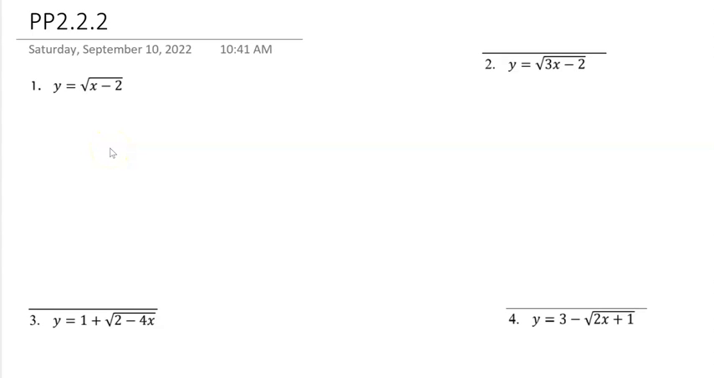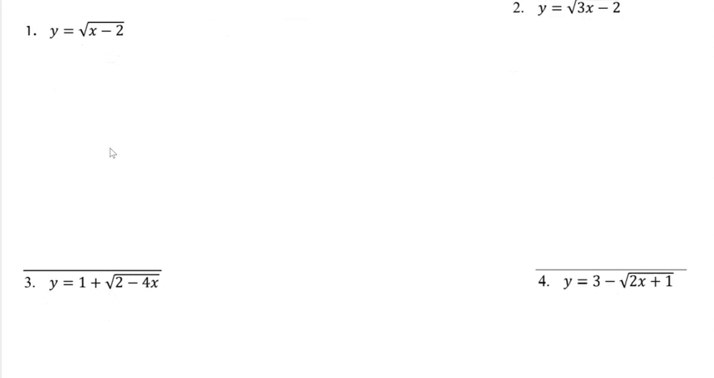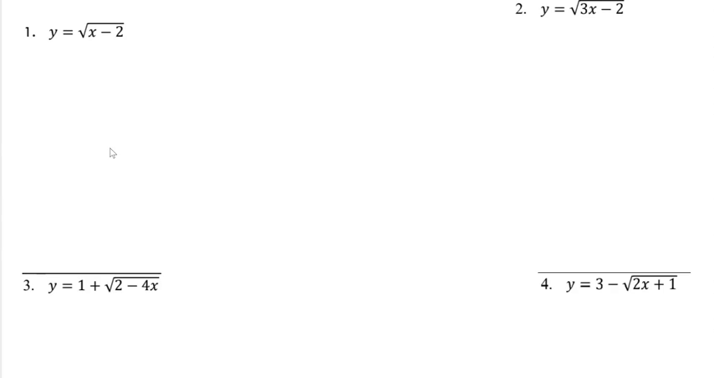Hi guys, I'm going to work out these problems from practice problems 2.2.2, where we had radical functions and rational functions. So let's do number 1. The way we did it in class was remembering that the radicand, x minus 2, has to be greater than or equal to 0 for radical functions, or else it becomes an imaginary number, and then we just solve. So x is greater than or equal to 2. To show the domain, x has to be greater than or equal to 2.